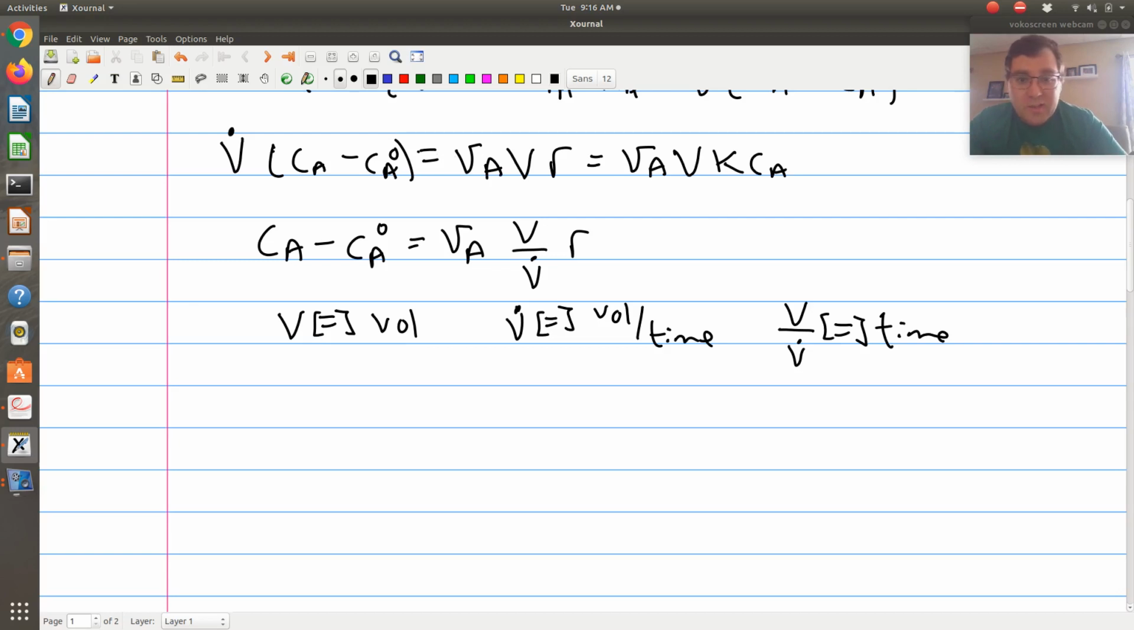How we can generalize these two problems is that V over V dot has units of time, and so oftentimes we rename V over V dot with the quantity tau. Tau could be called a number of things. One way it's commonly referred to is the mean residence time. The idea is that in a CSTR, a fluid element enters my reactor, it's perfectly mixed, and then I have some exit stream leaving my reactor, so that the net rate of accumulation in the tank is, say, 0. It's a steady state operation.